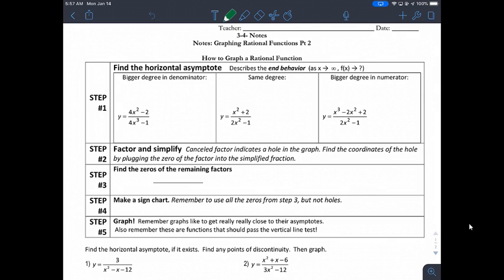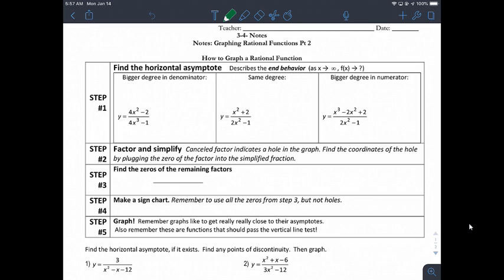All right, so we're going to be talking about 3-4 graphing rational functions today. There is a 5-step process to graphing rational functions. Step 1 is always to find your horizontal asymptote. This describes your end behavior.